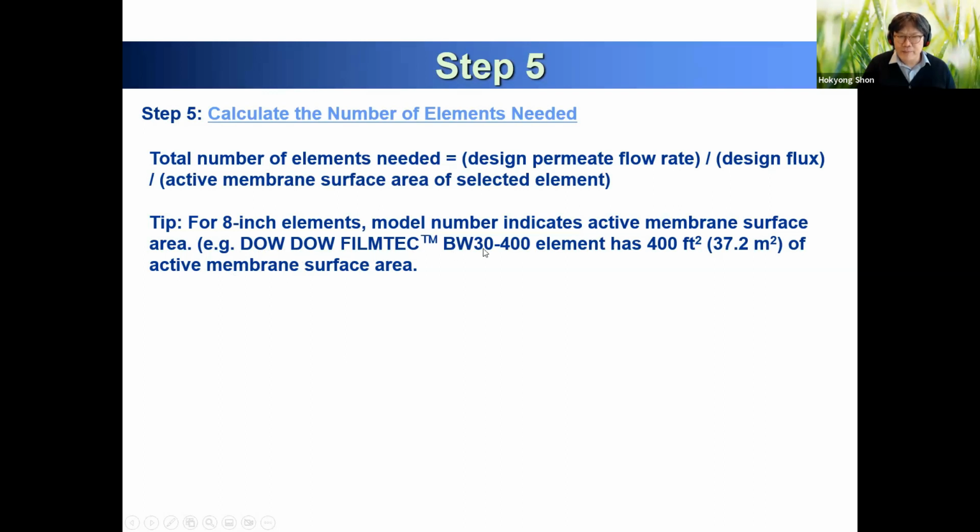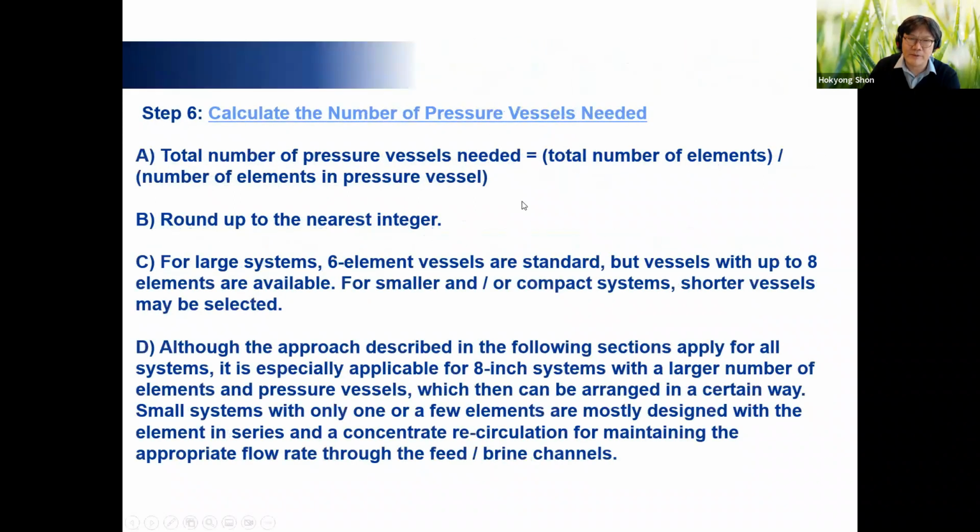Dow, Filmtec SW30-400 element has 37.2 square meter of active layer. So this is the 37.2. Design flux is around, they recommend, let's say, 30 LMH. And the design water permeate flow rate is around 300 cubic meter per day based on our design capacity. So the total number of elements you can get from this step 5.